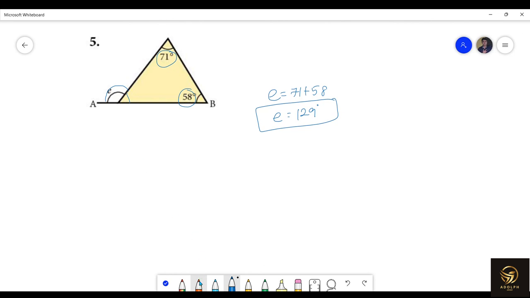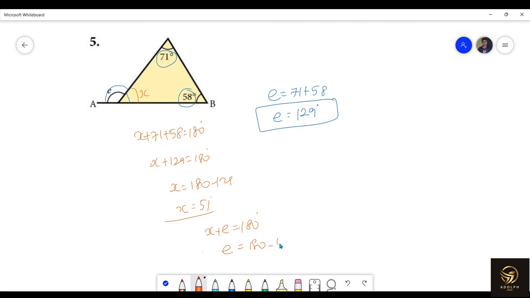Then another way is also there. If I have 71 and 58, I will be able to calculate what angle this is. Maybe I can take this as x, so x plus 71 plus 58 equals 180. Then x plus 129 equals 180, then x equals 180 minus 129, so x equals 51 degrees. After that, x and e are linear pair, so x plus e equals 180, then e equals 180 minus x, that is 51, so I will get 129 as the answer for e.